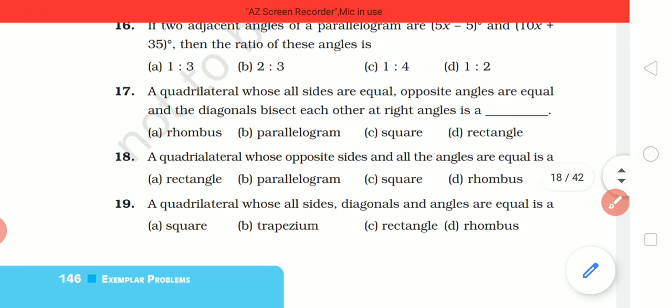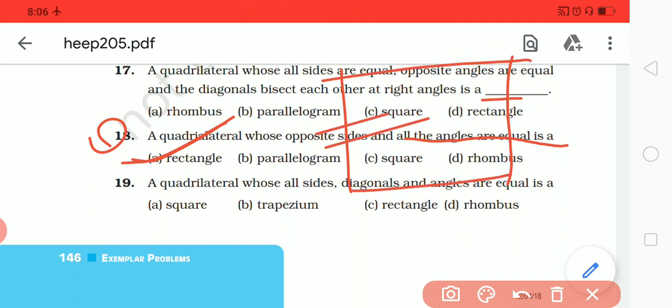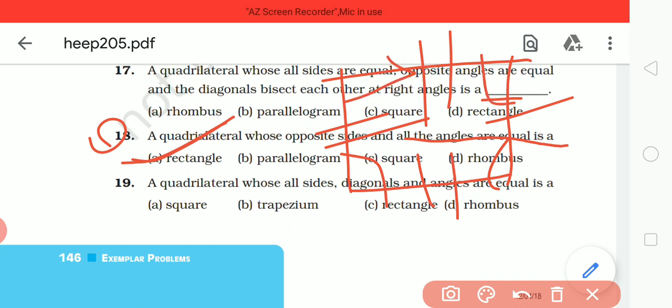Now come to the next, question number 18. The quadrilateral whose opposite sides and all the angles are equal. This is a rectangle, right? Opposite sides are equal in the rectangle, you know that, and all the angles are of 90 degrees. So this is a rectangle.